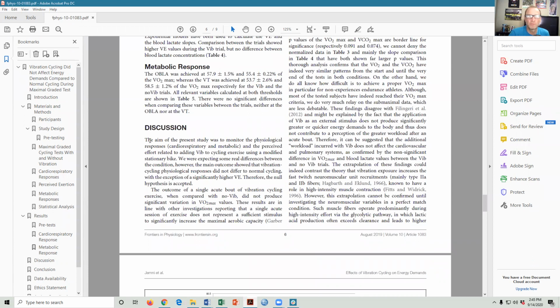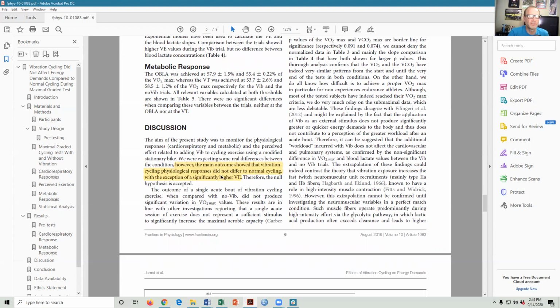And almost all papers will write their most important observation in this first paragraph of the discussion section. They repeat the aim of the study, which is unnecessary. We were expecting, this is their hypothesis. However, here's their main observation. The main outcome showed that vibration cycling physiological responses did not differ to normal cycling, with the exception of significantly higher VE. I'm going to highlight that. Therefore, the null hypothesis is accepted. Null hypothesis simply meaning a statistical way of saying there was not a difference in these parameters between conditions. But now I know what their main observation was.